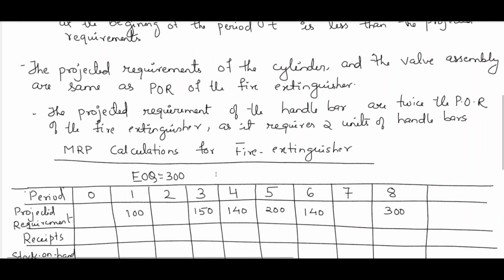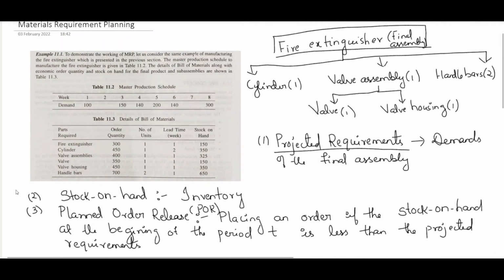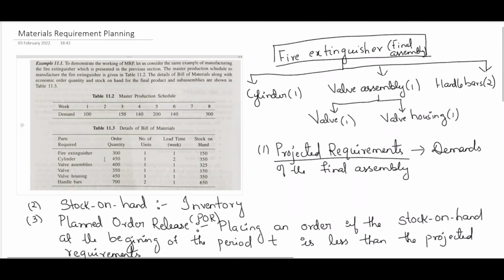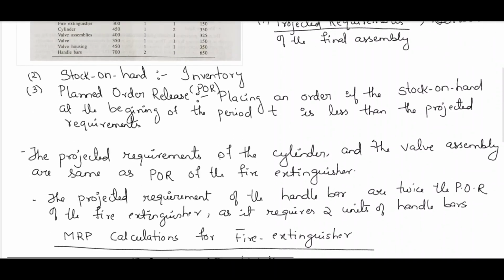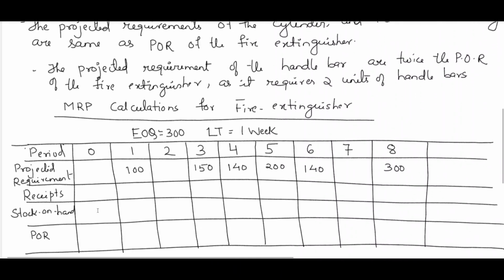week. Lead time, so we will write down here. I am writing lead time as LT. Lead time is equal to 1 week. And stock on hand, that means the inventory that we are having for fire extinguisher, is 150. So at zero period, we are having stock on hand of 150. Till now, we have not started any sort of calculation. Whatever is given in the question, we have just put it.